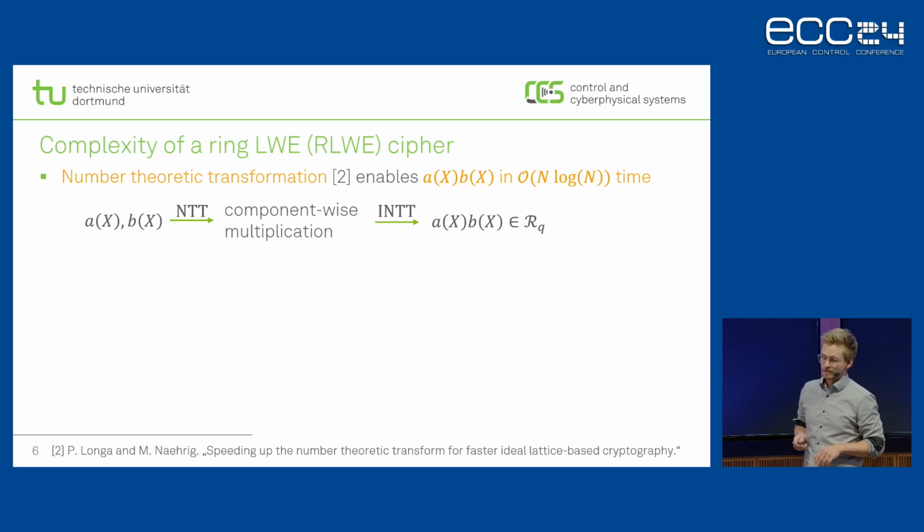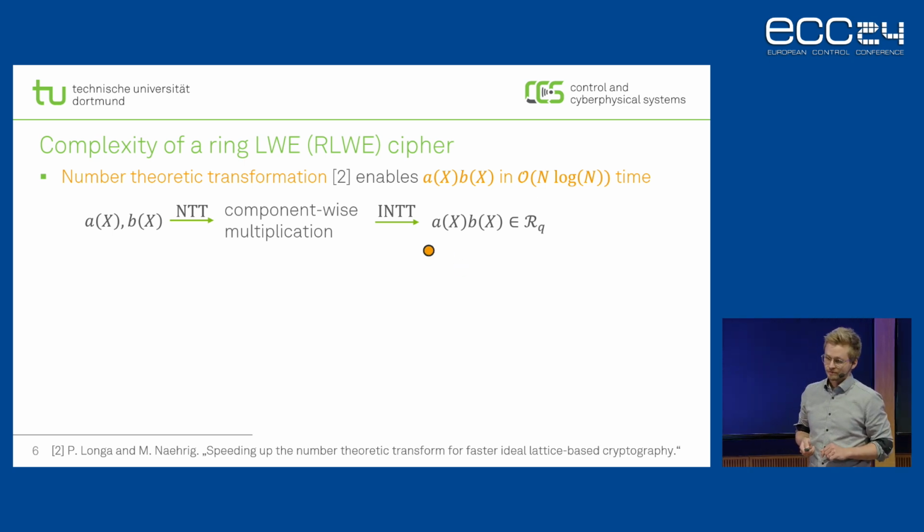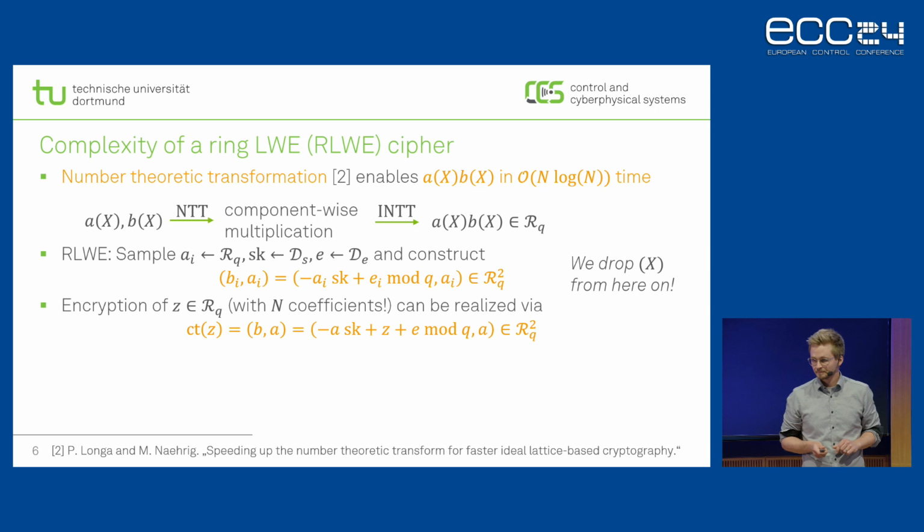And in fact, this gives us the nice property that we can apply something that is related to a Fourier transformation, which is called the number theoretic transformation in this context. This enables us to multiply these two polynomials a of x and b of x in n log n time. So really there's a speed up in computations due to that. And it works as follows. We apply this number theoretic transformation to both of these polynomials. We then have a component-wise multiplication. We apply the inverse transformation, and then we get the result we wanted inside our polynomial set.